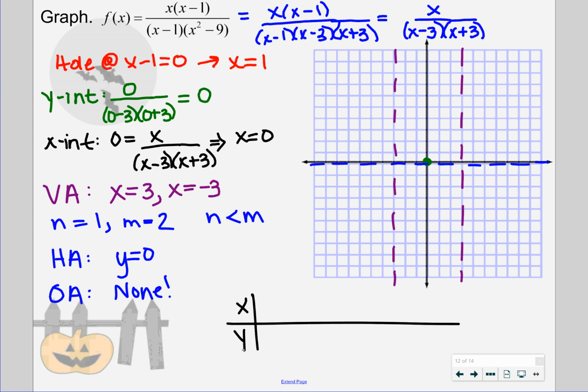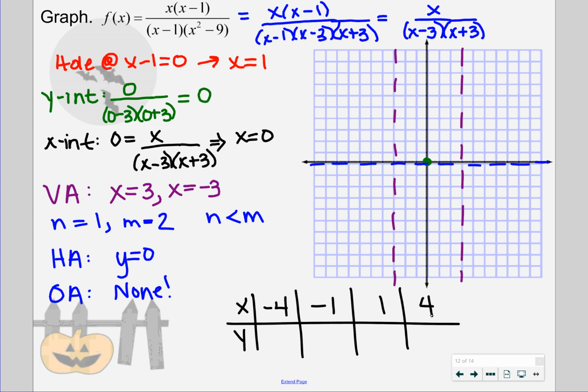And what I want to do is pick numbers in the regions that I've created from this graph. I want to pick something to the left of -3, something between -3 and 0, something between 0 and 3, and something greater than 3. I want to pick something in each region so I have some points, and then you could always pick more than that, but I would say that's probably the bare minimum. So for numbers smaller than -3, I'm just going to use -4. Between -3 and 0, I'm going to use -1. Between 0 and 3, I'm going to use 1. And greater than 3, I'm going to use 4.